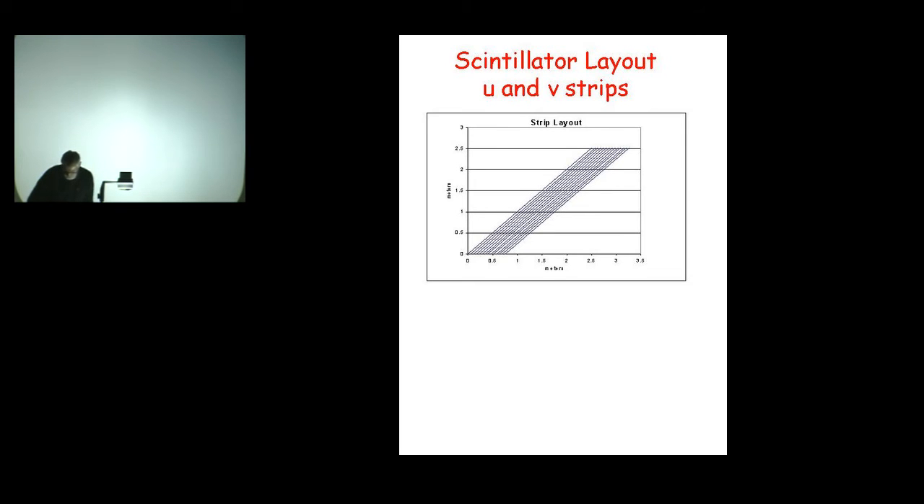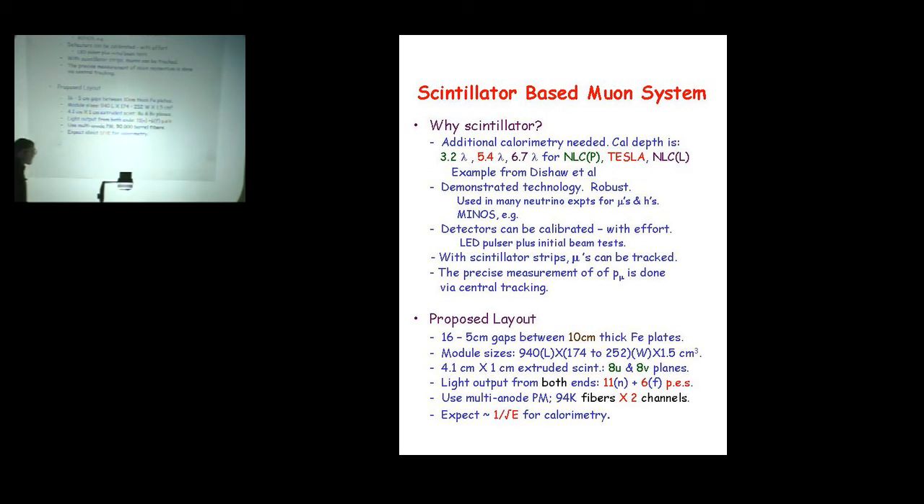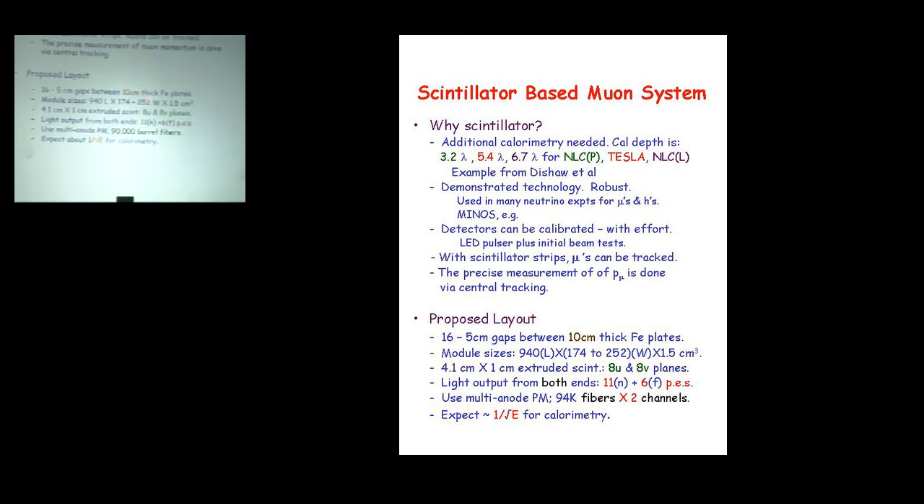And you're interested in knowing what that does for you. Let's see, somewhere. We have to get back to the original page. So this is the proposed layout down here, and you've seen a little bit of it. You take these modules that are 9.4 meters long, and they vary in width from 174 to 252 centimeters, and they're 1.5 centimeters thick. You make, in the 16 gaps, 8 U planes and 8 V planes.